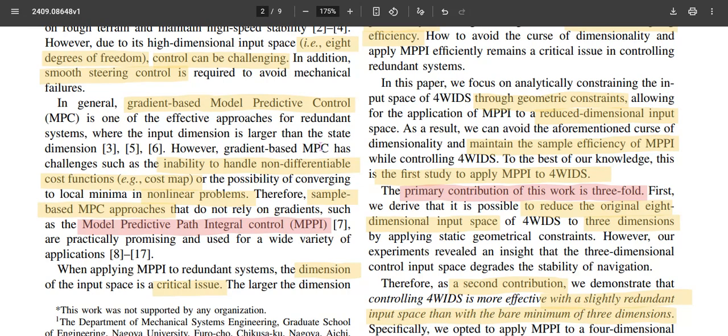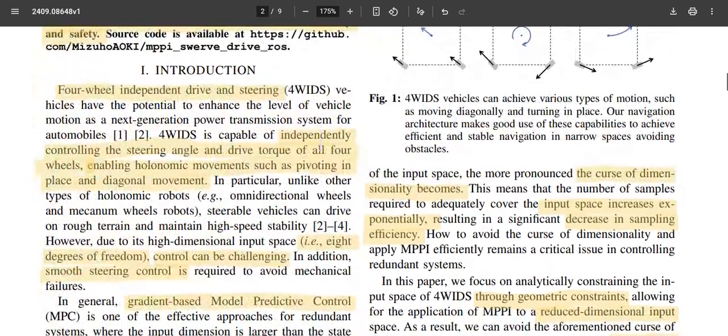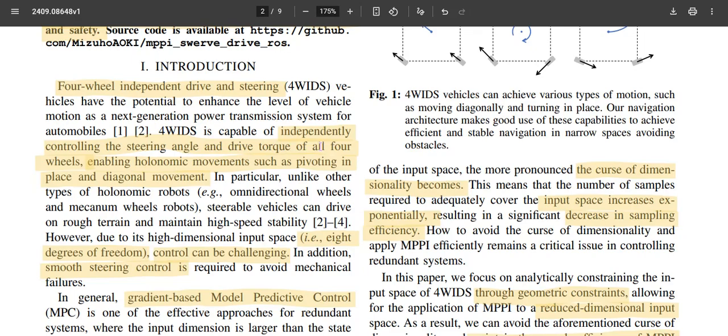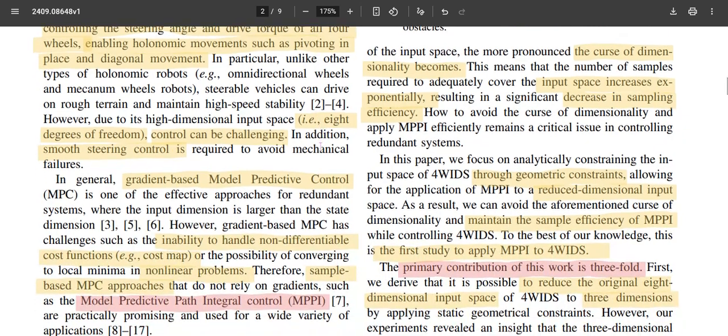But unfortunately, this has one critical negative issue, namely the curse of dimensionality. As the dimensionality of the input increases exponentially, there is a possibility of decreasing sampling efficiency, which we'll be defining in later sections of this video. To address this curse of dimensionality, one usually tries to reduce the input dimensional space into a reduced space and use the MPPI algorithm for the path tracking controller.